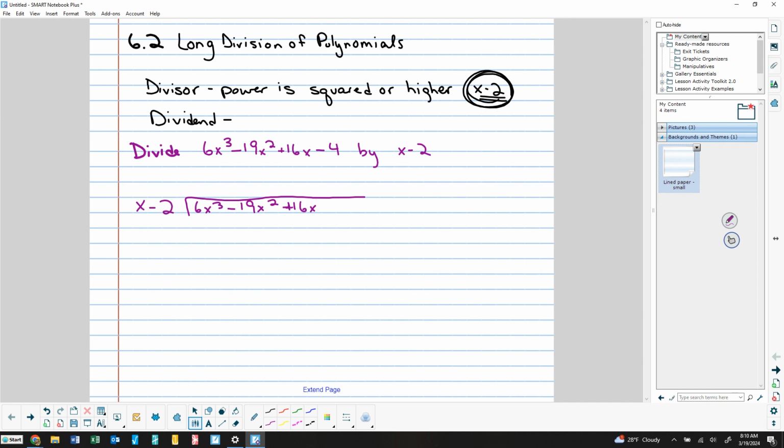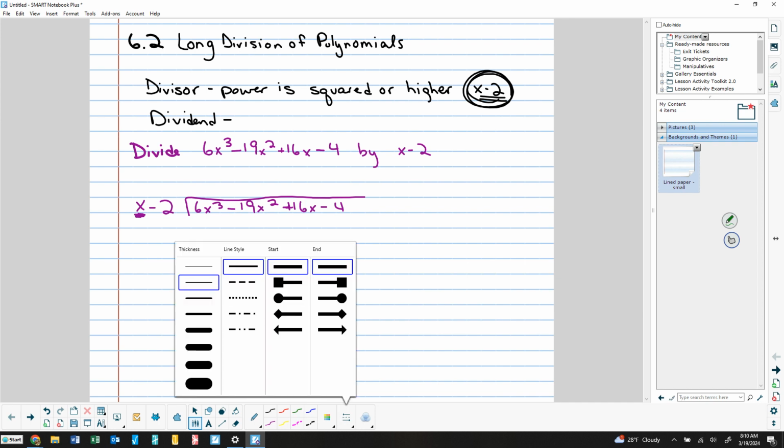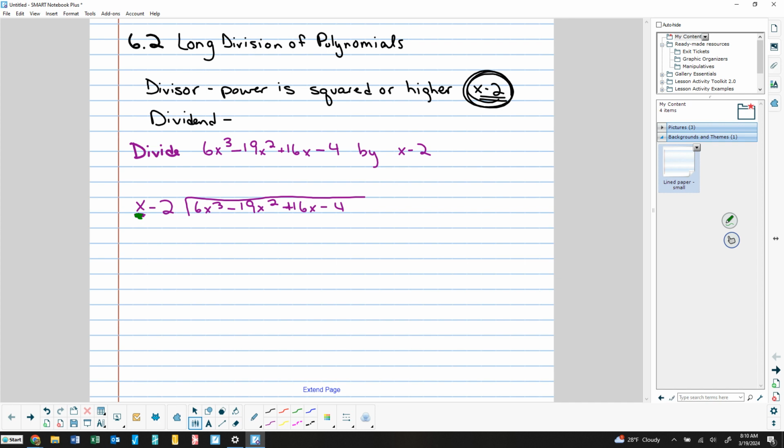Oops, that did not work out too well. Minus 4. All right, and then what you're really doing here is saying, what do I need to multiply this first term by to equal this first term in my dividend? So if I multiply x times 6x squared, this term times this will be the same.